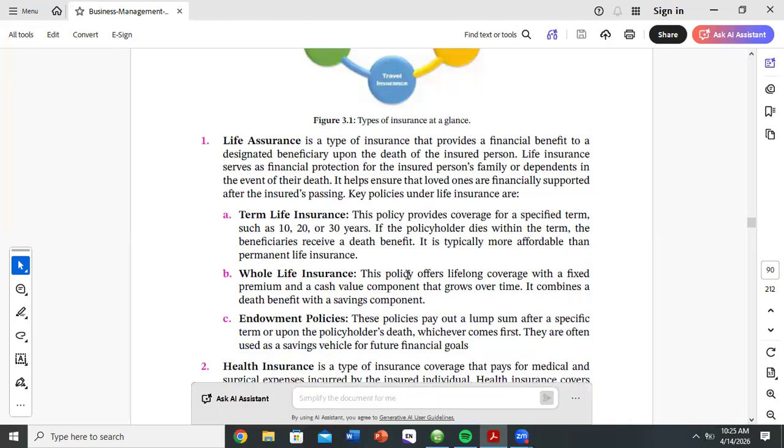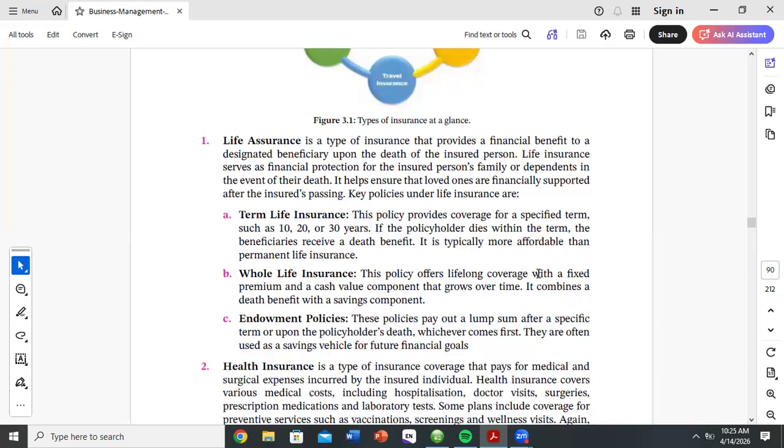Okay, and it offers lifelong coverage with a fixed premium and a cash value component that grows over time. So that's the whole life. The difference between that and term life is the specified period. If you go into any life assurance contract and there is a specified time, 10 years, 20 years, then that's term life. But if there's no specified duration, that is whole life insurance.